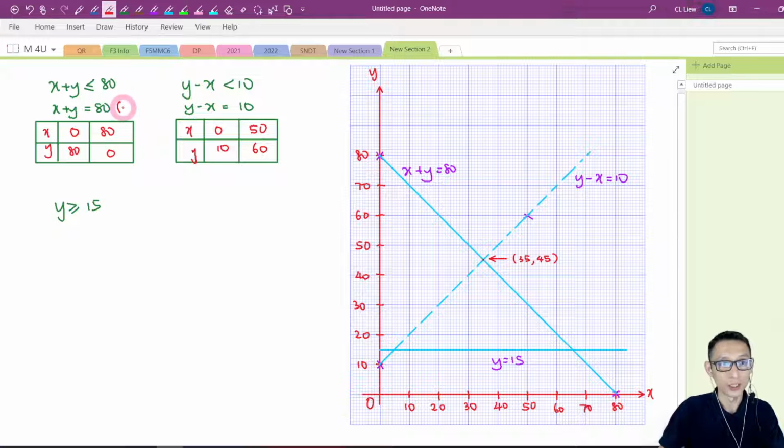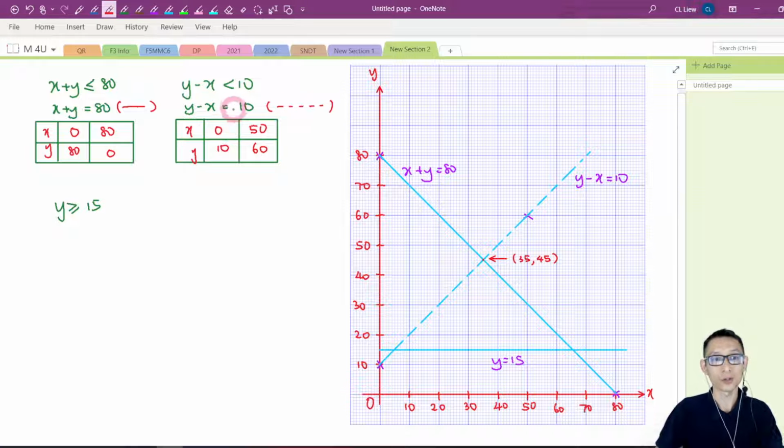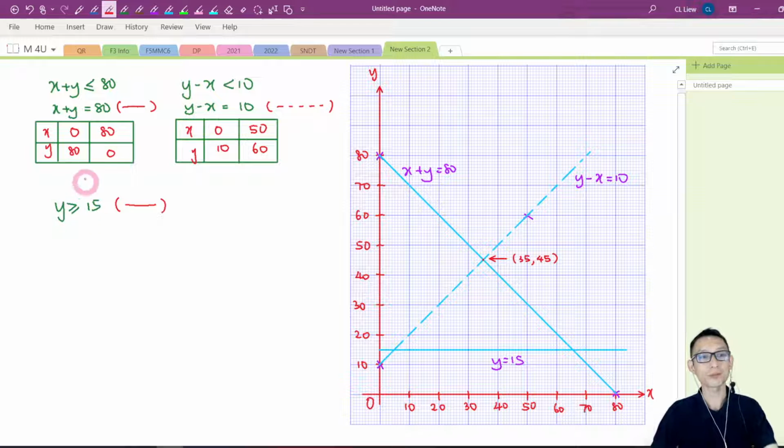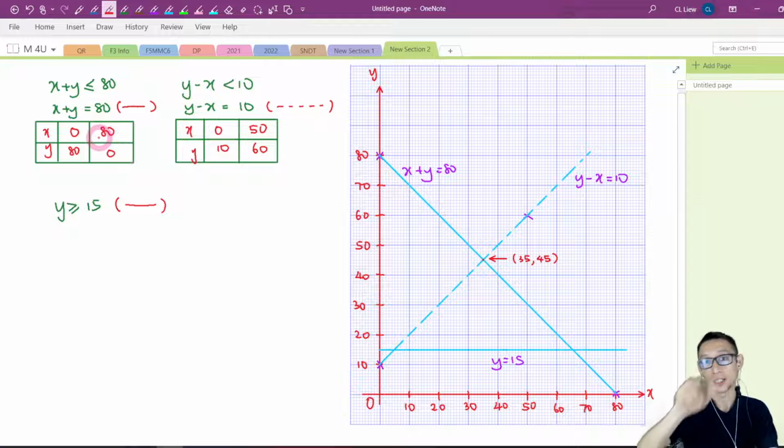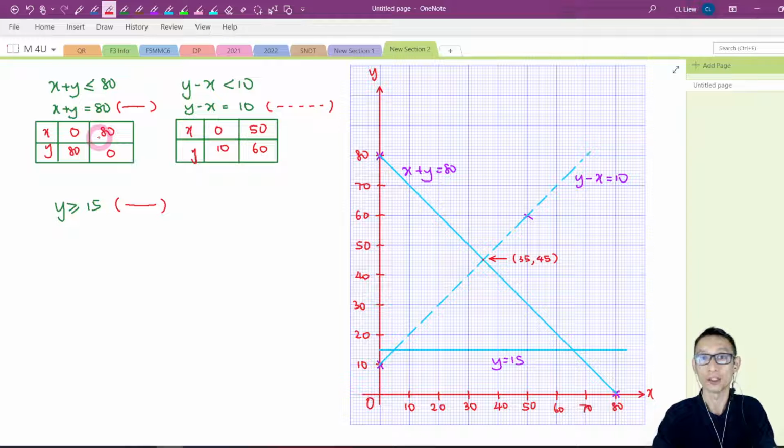Let me write over here. This one I'm going to use a solid line. This one I'm going to use a dotted line because it is only less than, it does not have the equal to sign. How about this one? This one I'm going to use a solid line because it's greater than or equal to. Now, to draw a straight line, you just need 2 points, right? You can choose any value of X or any value of Y to help you get the points that you want to plot. Then you connect them together and you will be able to get the straight line.